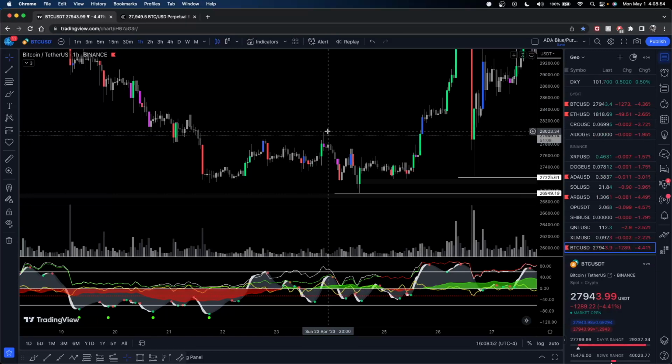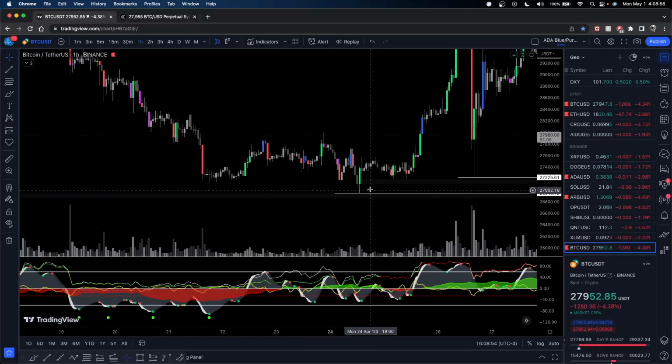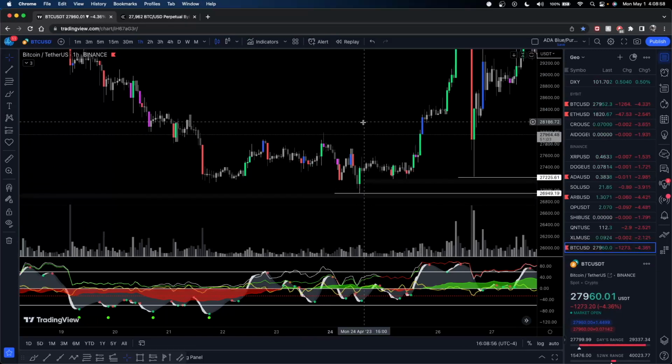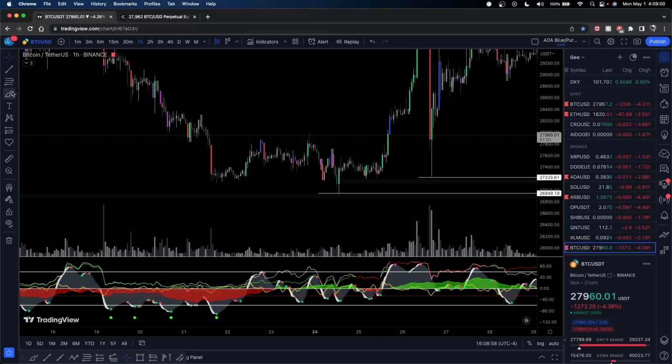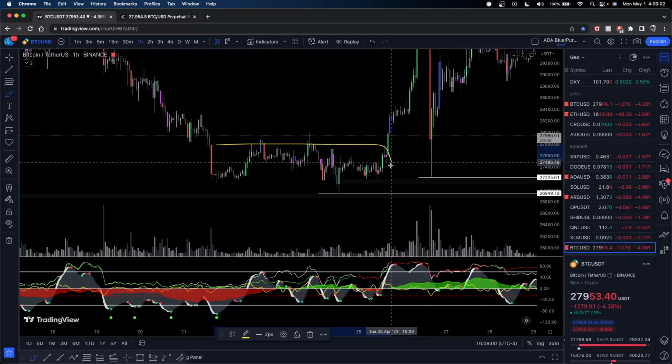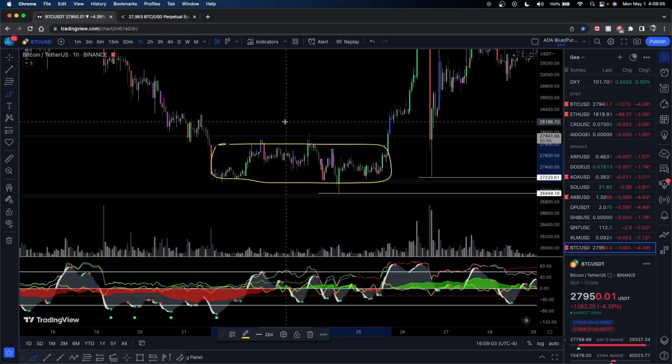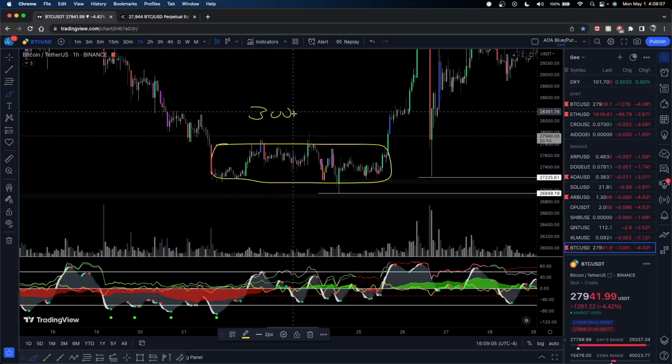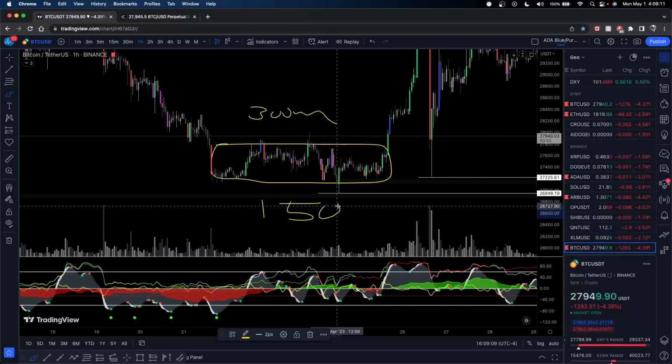They're trapping people long here and then they're ripping it down. They're trapping people short here and then they're ripping it up until they get to a point where they're satisfied with the number of orders that they have here, right? Let's say they have 300 million here. And they have 150 million here.